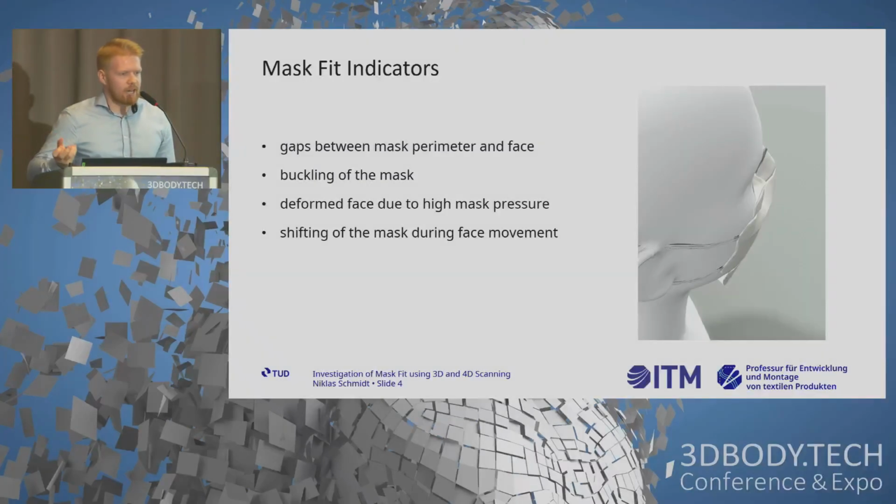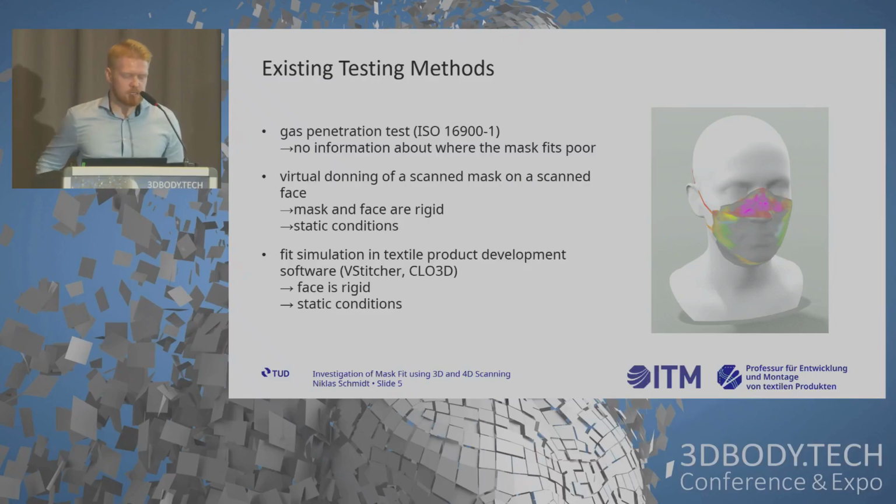About what different kinds of mask fit indicators actually exist. We can see gaps between the mask perimeter and the face, or another indicator is the buckling of the mask, especially when the mask is too large for the face. Third, it's possible that the face is deformed by the mask due to the high mask pressure, which then occurs when the mask is too small. The last indicator for especially a poor mask fit under dynamic conditions like speaking is if the mask shifts due to the face movement.